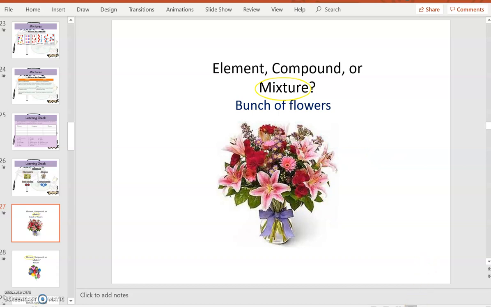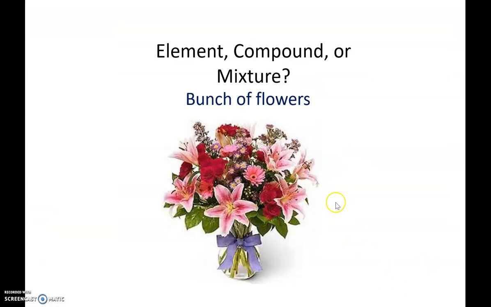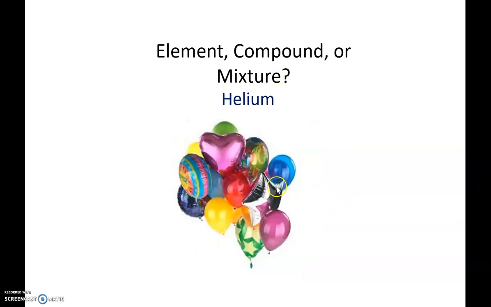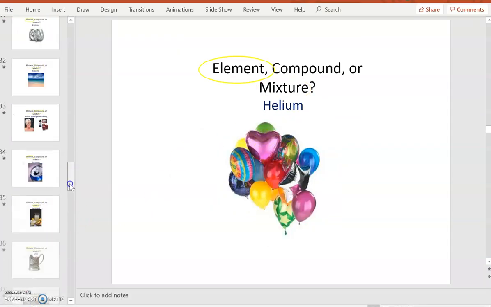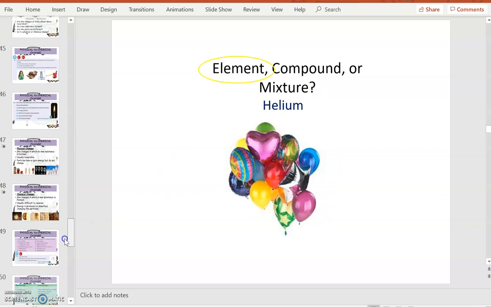So what you'll be able to do then is just click into this and you'll say to yourself, right, is a bunch of flowers an element, mixture, or a compound? So it's a mixture of different flowers. Helium, is it a mixture, a compound, or an element? So if you know it's in the periodic table, it is an element, and so on. So you guys can actually test yourselves on whether you know what elements, mixtures, and compounds are. There's a good few of them there.